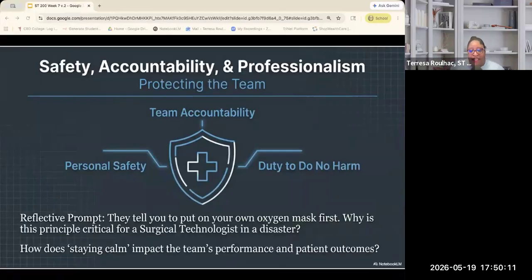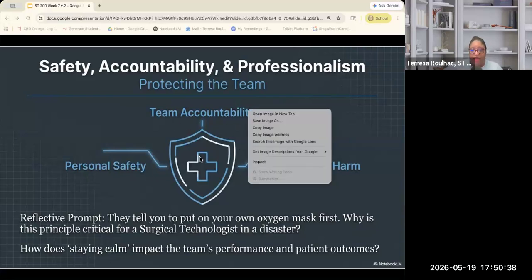Okay. So we get into safety, accountability, and professionalism. We look at the shield, okay? Protection, the cross, safety. Disaster response isn't about just saving lives, saving patients. It's also about us. We're trying to protect the team, okay? So with team accountability right up at the top, it's the very first thing you see.